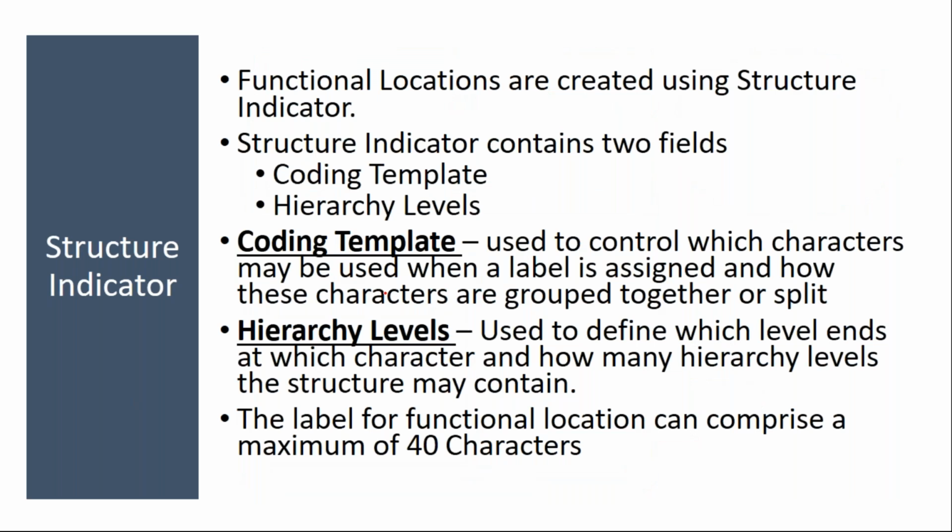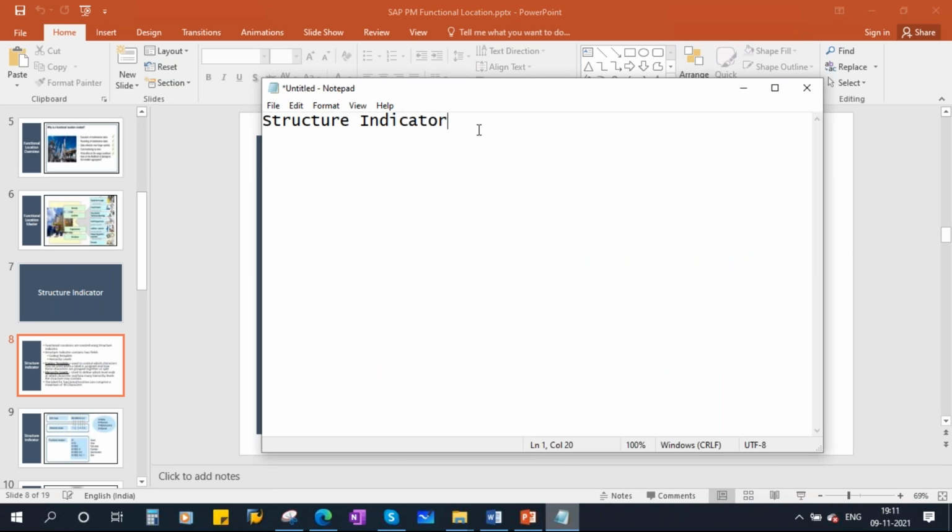Again, the label for functional location can comprise a maximum of 40 characters. In our case, I'll create a functional location structure like this. XXX, this is level 1. Then XXN, second level, 3 characters. Third level, again 4 characters. Like this, I want to have 4 levels.